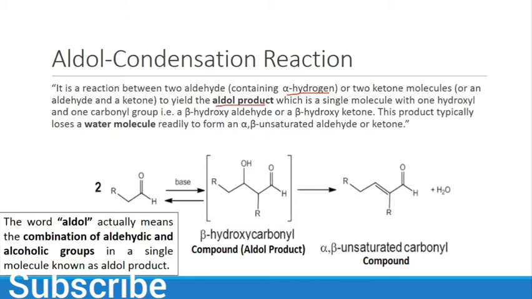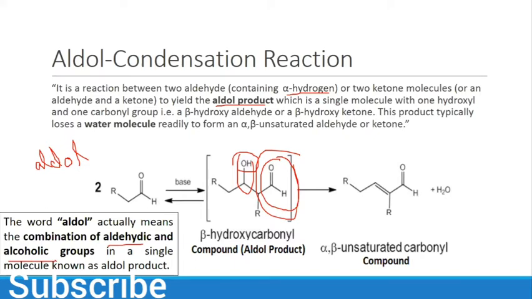What is the aldol product? The aldol product is a compound having an OH, which is showing an alcohol molecule, and a carbonyl or aldehyde group. So this is a combination of two, one intermediate having aldehyde and alcohol on the same product, like this one. We have OH, this is alcohol, and this is aldehyde. That's why we call it aldol. Aldol means ALD from aldehyde and OL from alcohol. The word aldol actually means the combination of aldehydic and alcoholic groups in a single molecule.